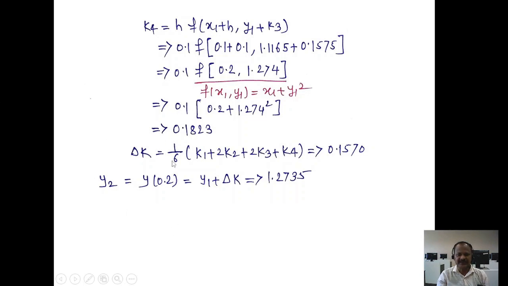Now to find the delta k, all the values of k1, k2, k3 and k4 are known. So the formula is 1 upon 6 into the bracket k1 plus 2k2 plus 2k3 plus k4. So all the values you can put in this equation and find the value of delta k. So it is 0.1570. Now y2 at 0.2. So the formula is y1 plus delta k. Y1 is known as well as delta k is known. You can put in this equation and y2 is 1.2735 at 0.2.